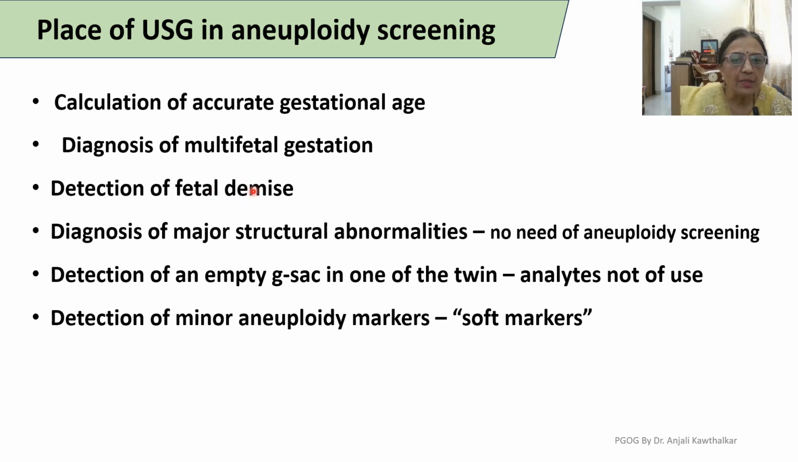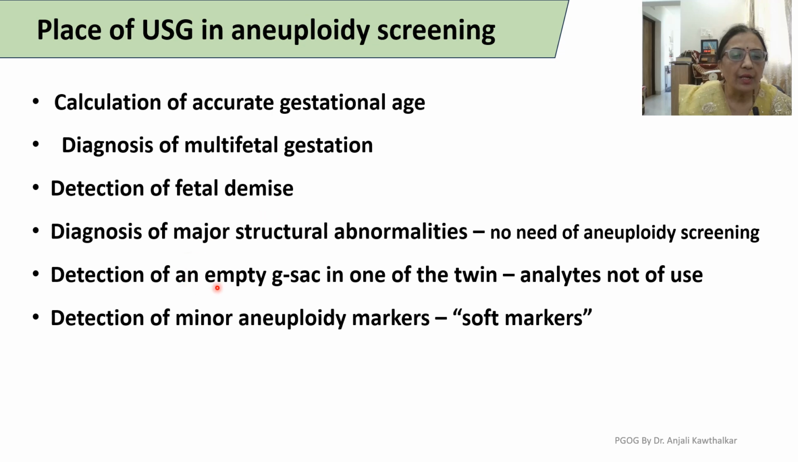Detection of fetal demise is possible by ultrasonography. That will change the way we will be managing a woman. Diagnosis of major structural abnormalities is possible by ultrasonography, and some structural abnormalities are such that there is such a high risk of having a genetic abnormality that it becomes a direct indication to go for diagnostic testing. There is no need for aneuploidy screening in these cases. We proceed directly with either CVS, that is chorion villus sampling, or amniocentesis.